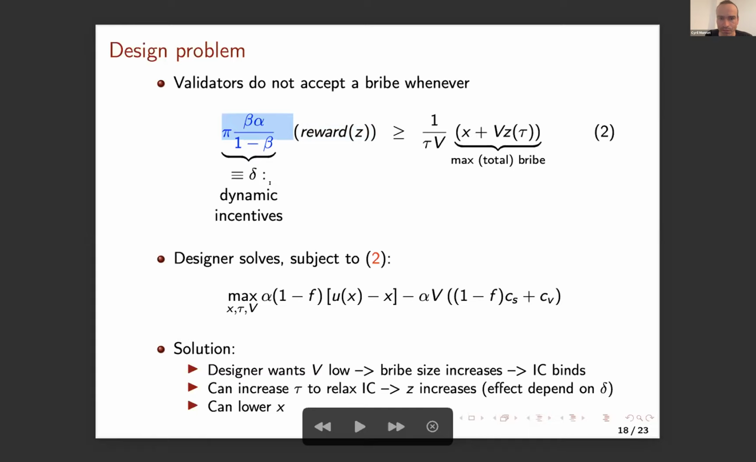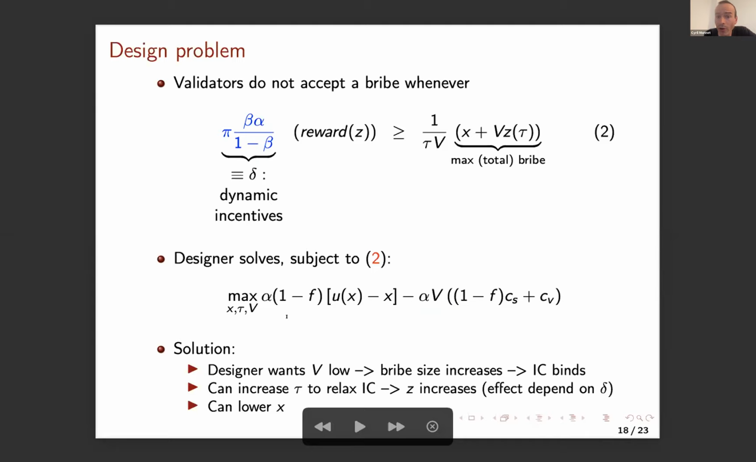So how does it work? Well, the designer wants to maximize its objective function, which depends on the trade size minus the total validation cost. And so you can see that the objective function is decreasing in the number of validators. So the designer wants V to be as low as possible. But if V is very low, if you look at the incentive constraints of validators, the bribe size per validator that you bribe is increasing, because these guys are going to receive an increasing amount if you don't have to bribe that many of them. So the bribe size increases, which means that the incentive constraint is going to bind.